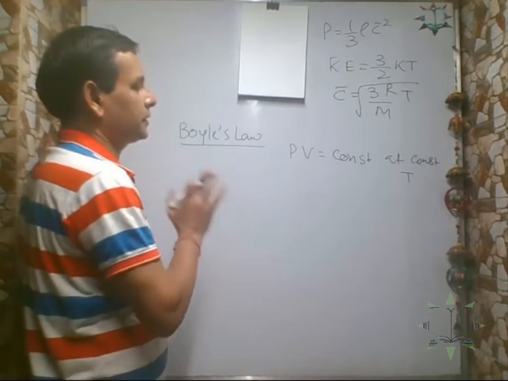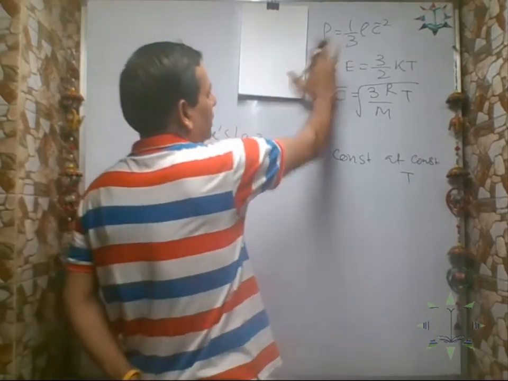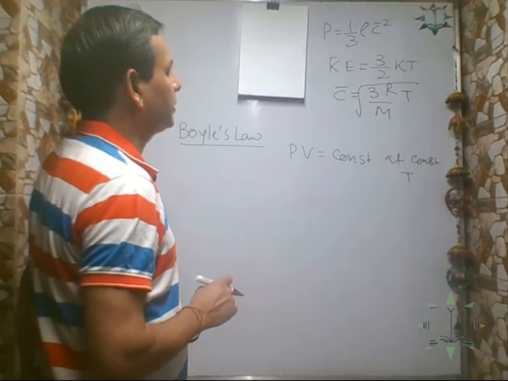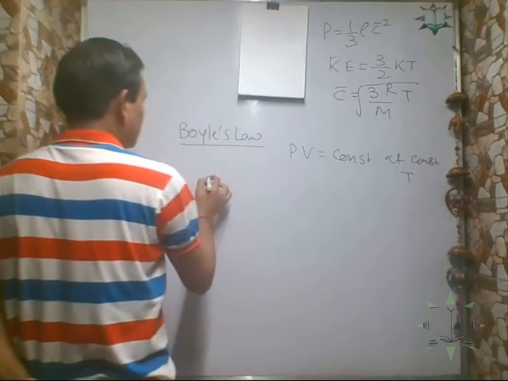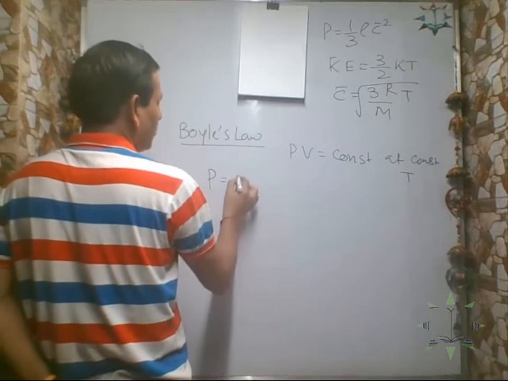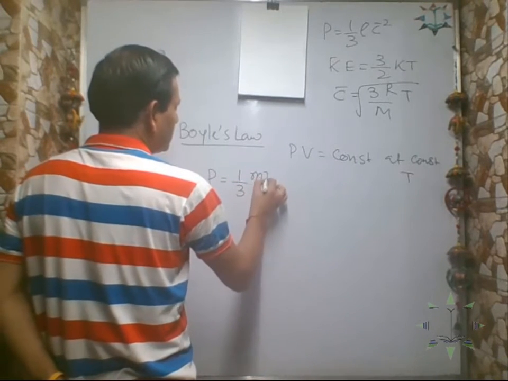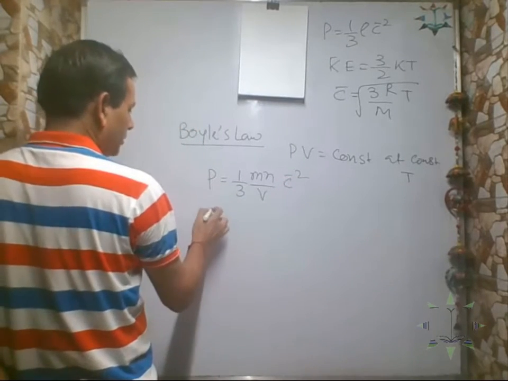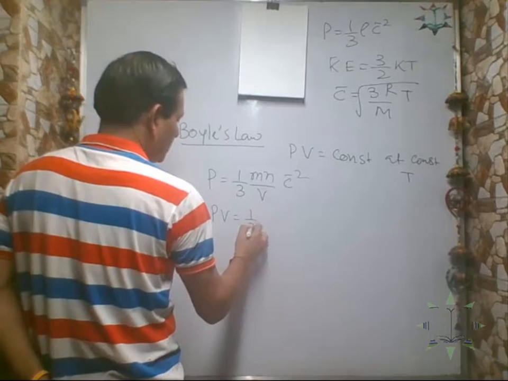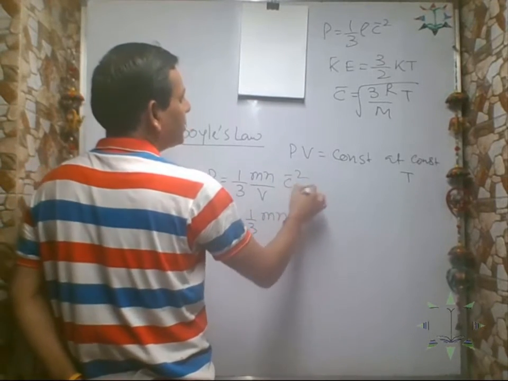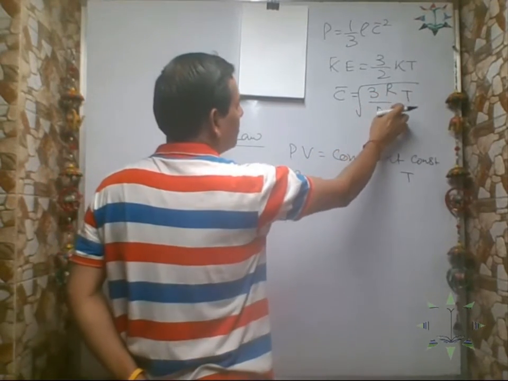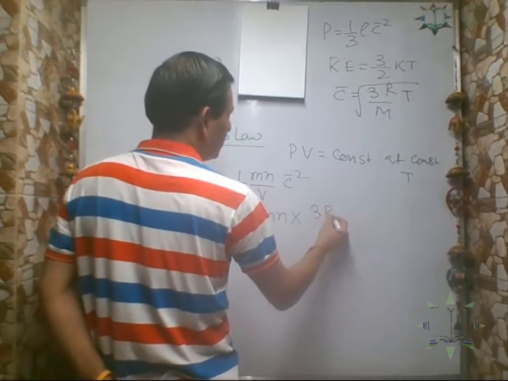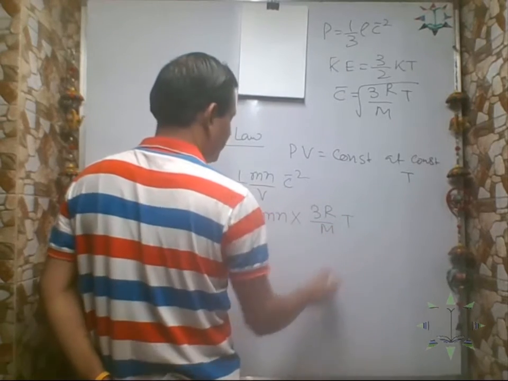Now we have to prove Boyle's law using the kinetic interpretation, using the pressure exerted by a gas. How to prove it? This is our pressure exerted equation: P equals 1 by 3 rho C bar square, where rho is density, which is mass per volume. Taking V here, PV equals 1 by 3 mnC bar square. And C bar square is 3RT by M, so we can put C bar square as 3R by M into T.